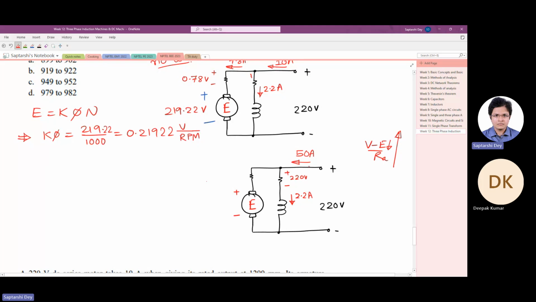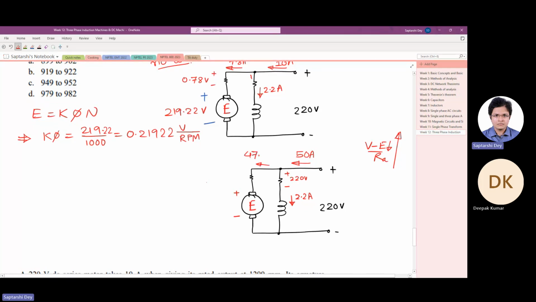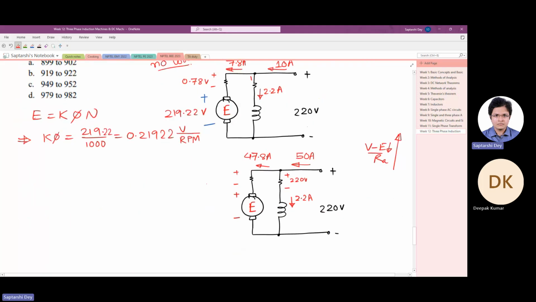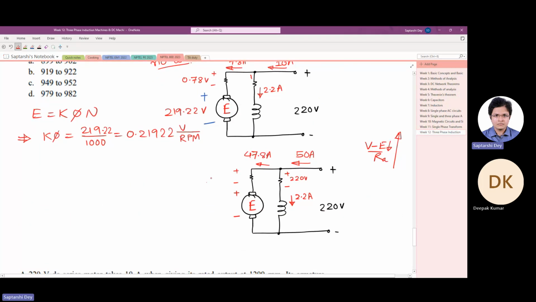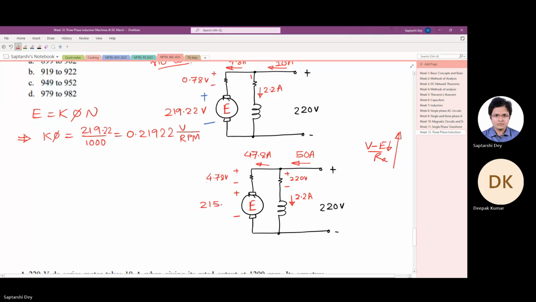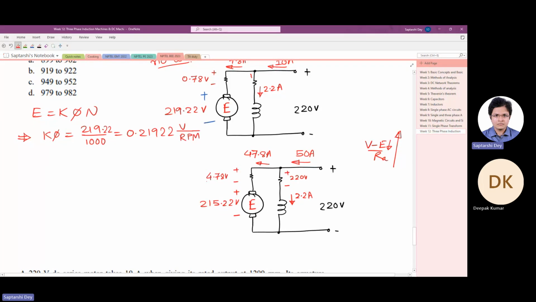Now the current has become 50 ampere, of which 2.2 ampere goes away, and we are left with 47.8 ampere here, and this causes a drop here. It's 0.1 ohm, so 4.78 volt. Now 220 minus 4.78 is 215.22 volt. So when the machine is rotating, delivering full load, the back EMF becomes this.